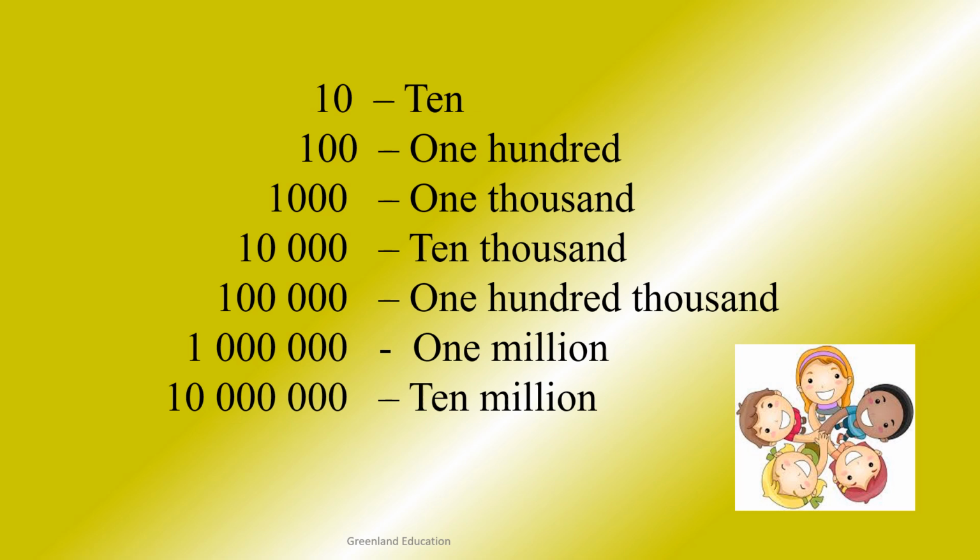How many zeros does 1 million have? It has 6 zeros. Then how do you write 10 million? It has 7 zeros.